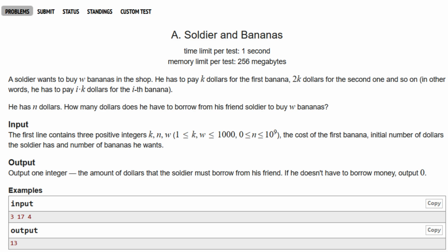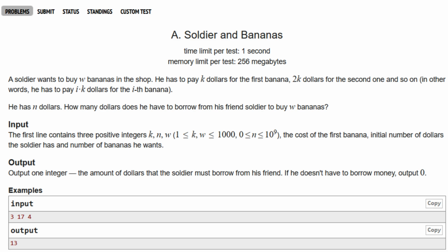A soldier wants to buy a certain number of bananas, and each banana costs an increasing amount of money. The cost of the first banana is K dollars, the second banana costs 2 times K, and so on. So, if the soldier wants to buy W bananas, the cost will be a total sum of K times 1 plus K times 2 plus K times 3, up to K times W. However, the soldier has only N dollars. If the soldier doesn't have enough, we need to calculate how much he needs to borrow.